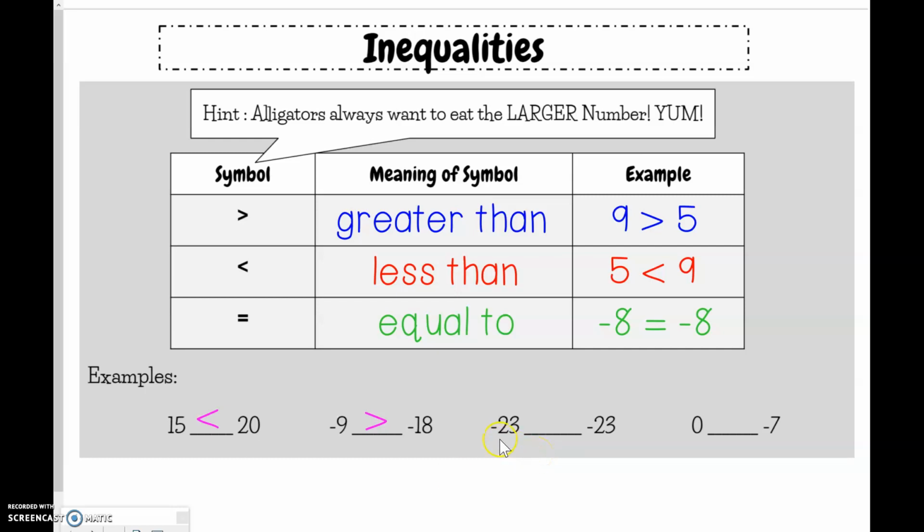Next one should be pretty easy. -23, -23, those are equal to each other. They're just the same thing. And the last one, we've got 0 and -7. I know a lot of times we think 0 is really small, and a lot of times it is, but when it's compared to a negative number, right, 0 is going to be farther to the right than -7, so it's going to be greater than it, right? 0 is greater than negative numbers, okay? So those were our practice examples. Make sure you fill those out in your digital notebook, whether you did it with us or you do it now.